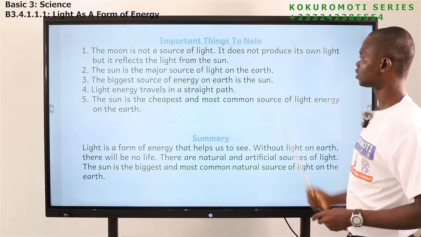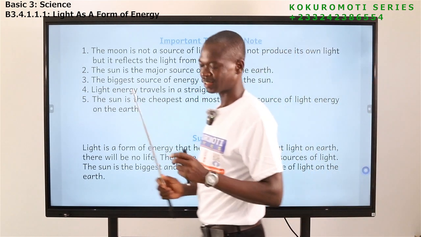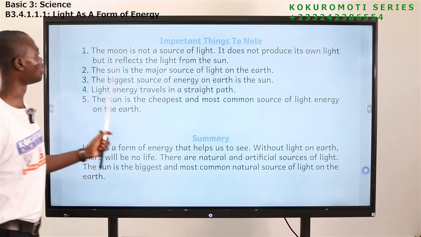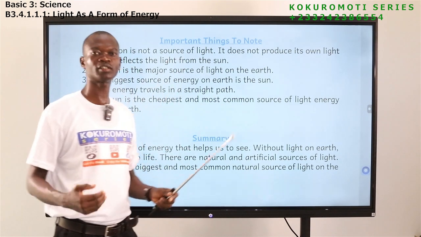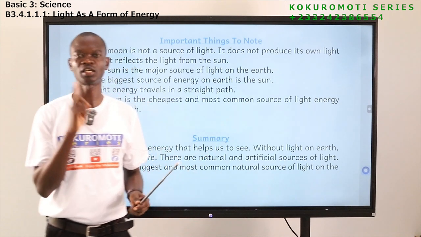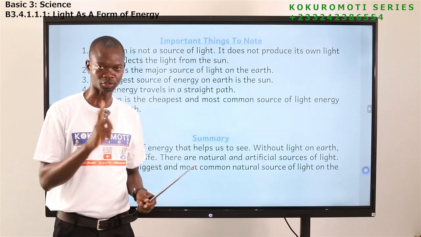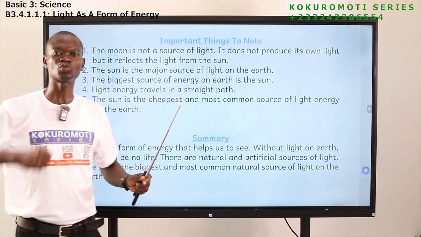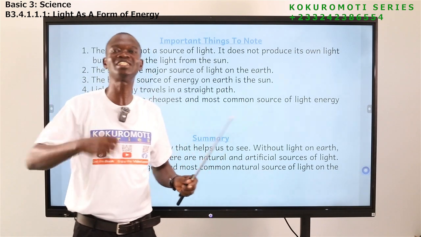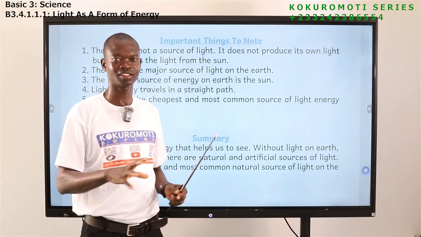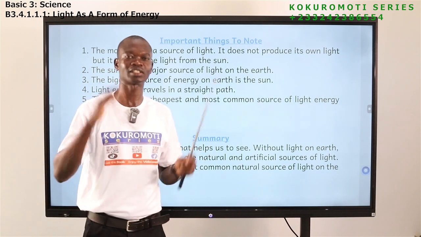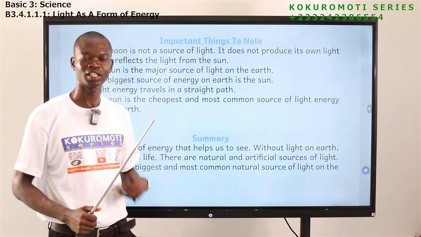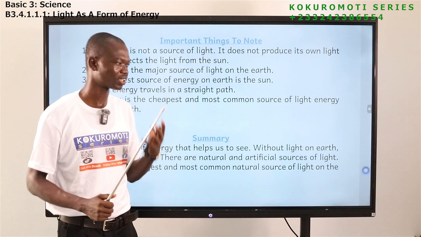Important things to note. So all the things that we have learned, there are some things that are so important that you need to know them. Okay, so we are saying that the moon is not a source of light. When we were looking at sources of light, we didn't mention the moon. We did not mention the moon because it is not a source of light. Sources of light are the things that are able to generate or produce their own what? Light. They are able to generate or produce their own what? Light.